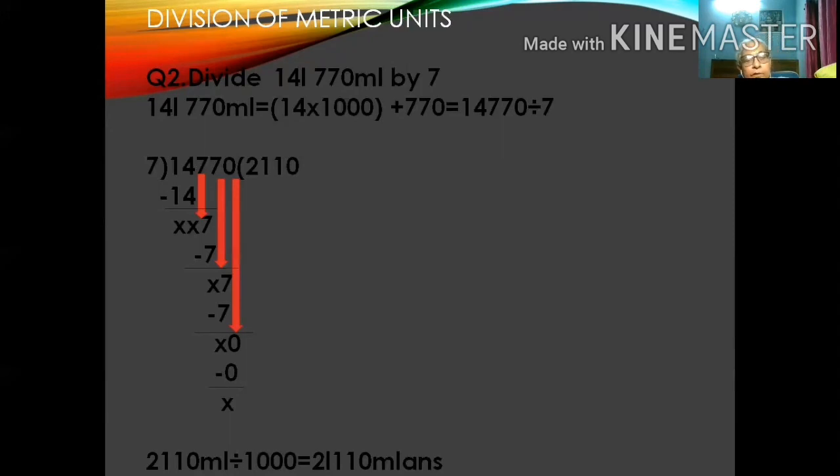milliliter. Again we have to change this quotient into liter and milliliter. So by dividing by 1000, it will become 2 liter and 110 milliliter.